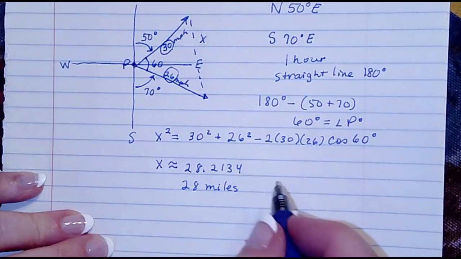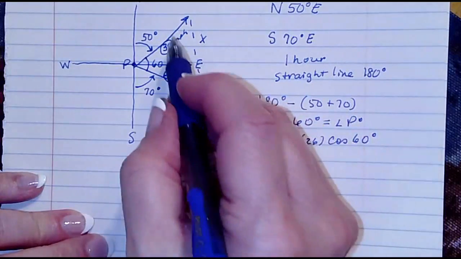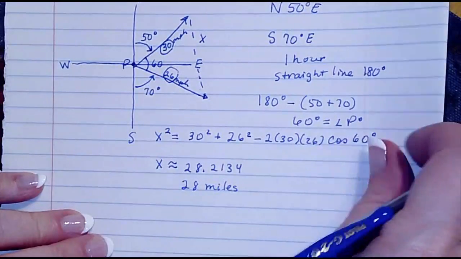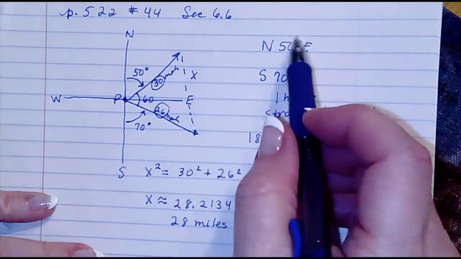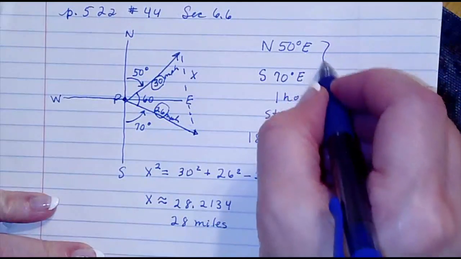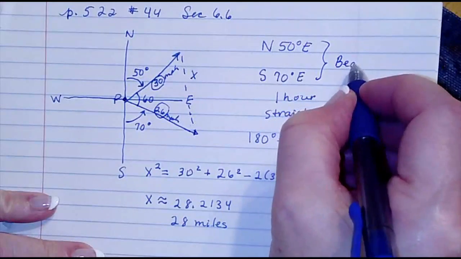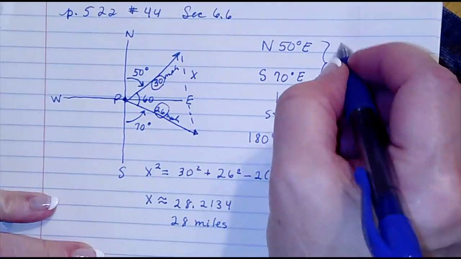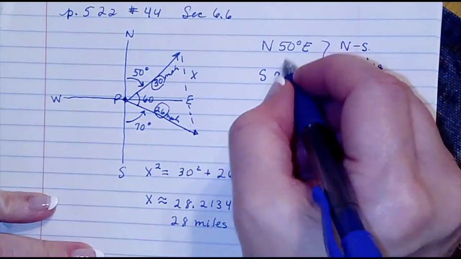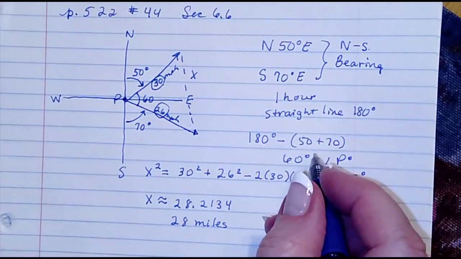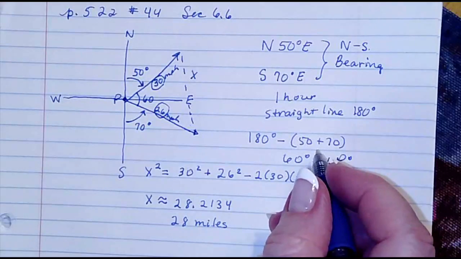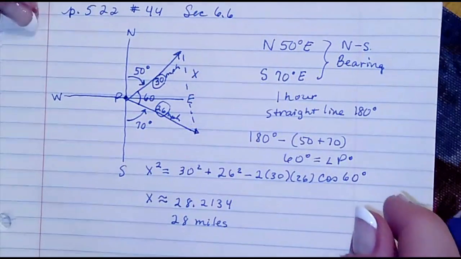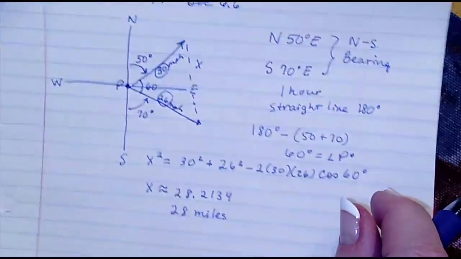So again, the way we could tell we could use law of cosines is because we have two sides and an included angle. And we also need to remember from this problem how to use bearings. So these two things are what we call bearing. Sometimes they call it north-south bearing because you're going from north and south each time. Okay, so those are the two that we're going to do from section 6.6 right now.